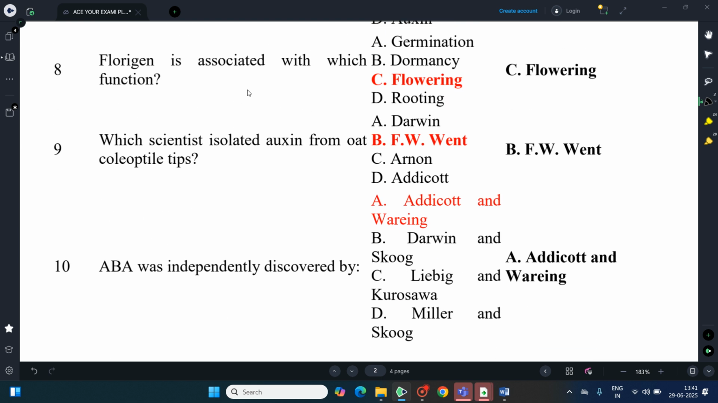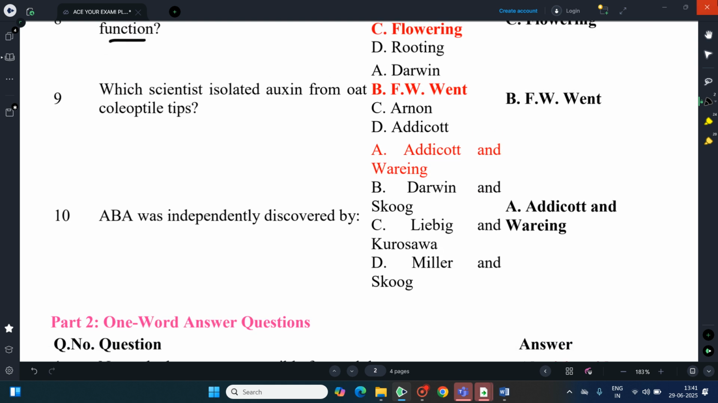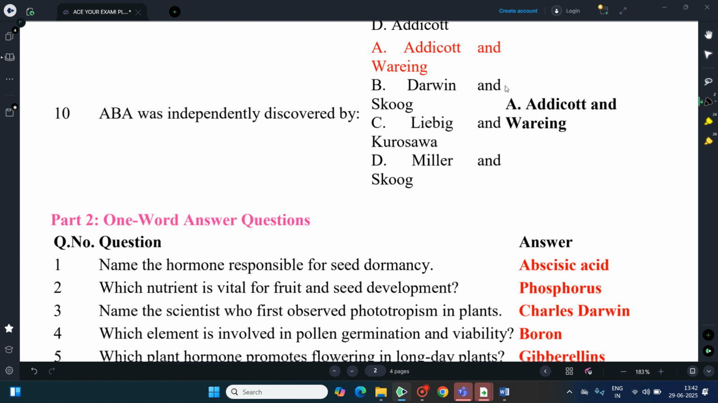Florigen is associated with which function? That is related to flowering, that is the correct answer. Which scientist isolated auxin from oat coleoptile? It was first isolated from coleoptile of oat crop. The scientist responsible for this is Went. That is the correct answer.